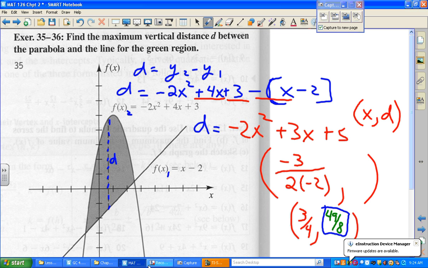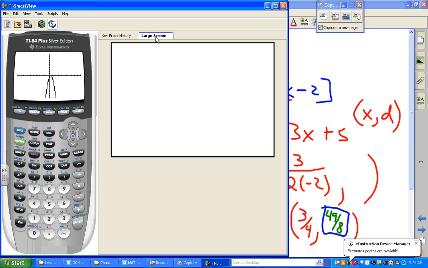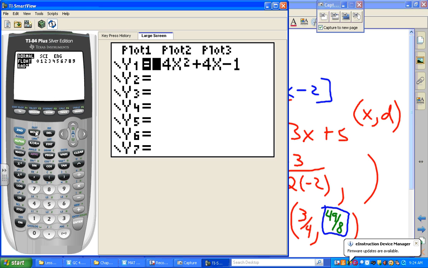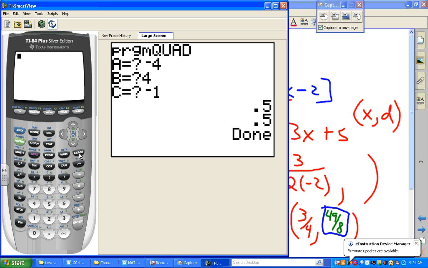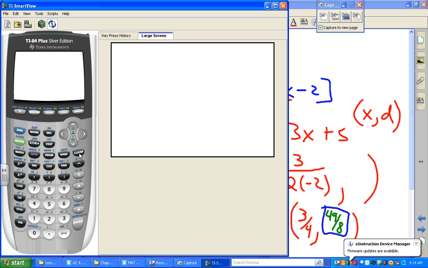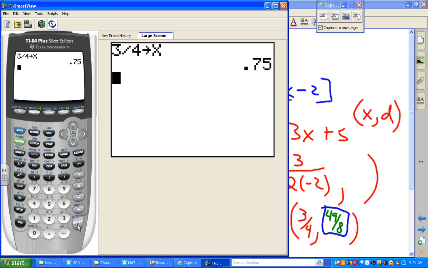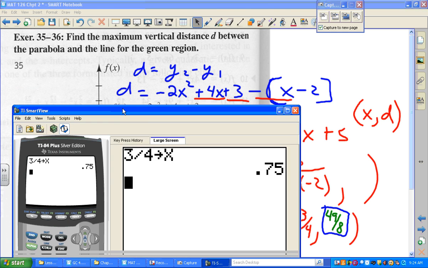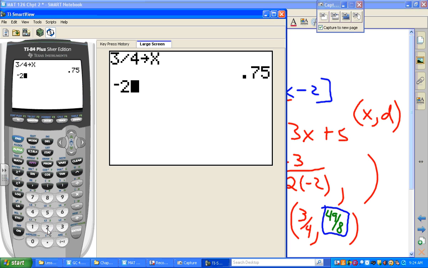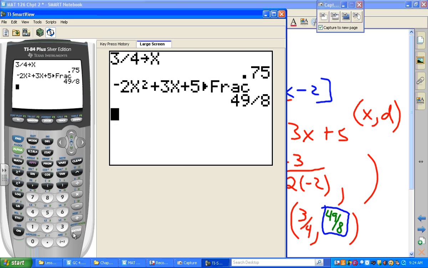You type in the equation. Second, quit. Clear. Clear. You take, what was it, negative 3/4 or positive? 3 divided by 4, stored as x, and then you type in the equation. Negative 2x squared plus 3x or minus? Plus 3x plus 5. And then I want the fractional answer, 49/8. Okay? Good. Yep.